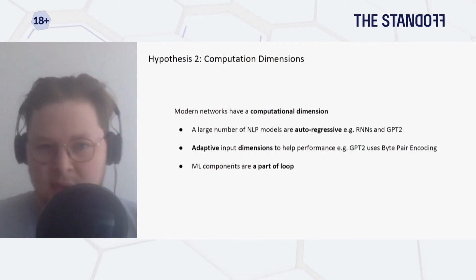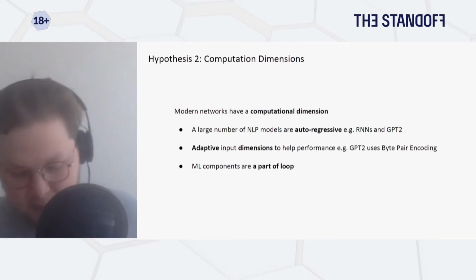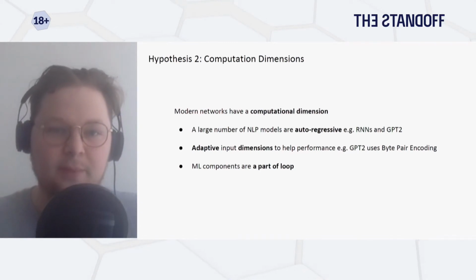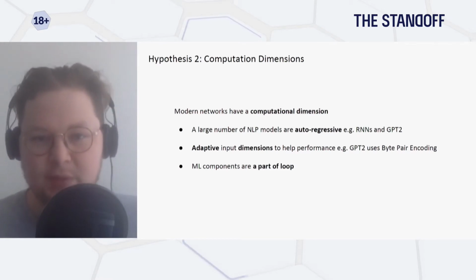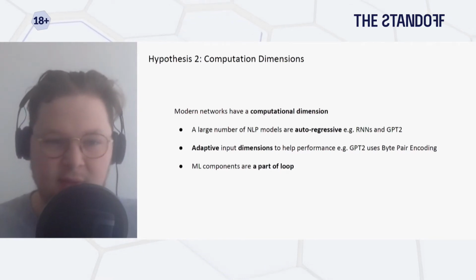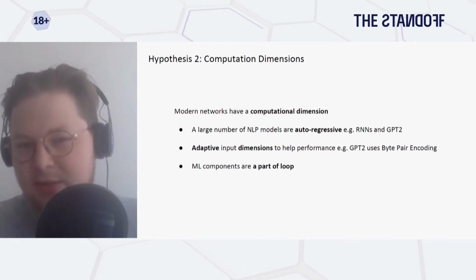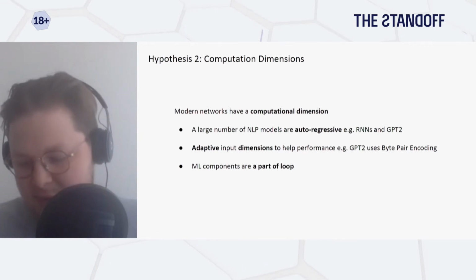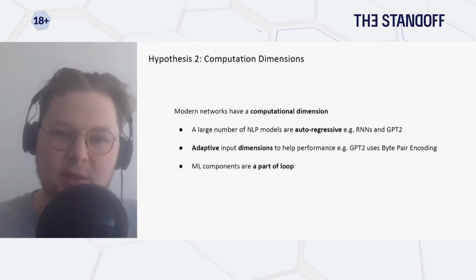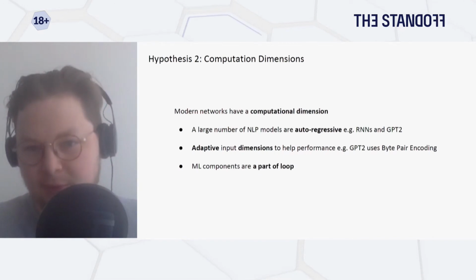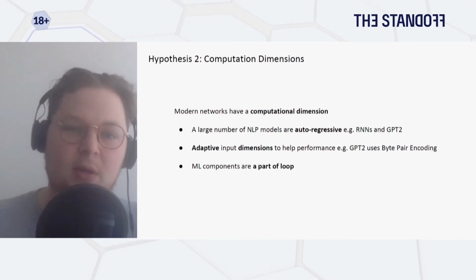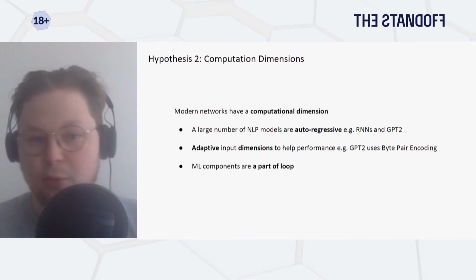So the other optimization that can be exploited is the computational dimension. So remember how I said that everything is constant inside of neural networks? Well, this is not actually technically true. And the reason for this is the overall complexity and the computation dimension, which is added on top of the network itself. So usually networks are actually a part of some loop.